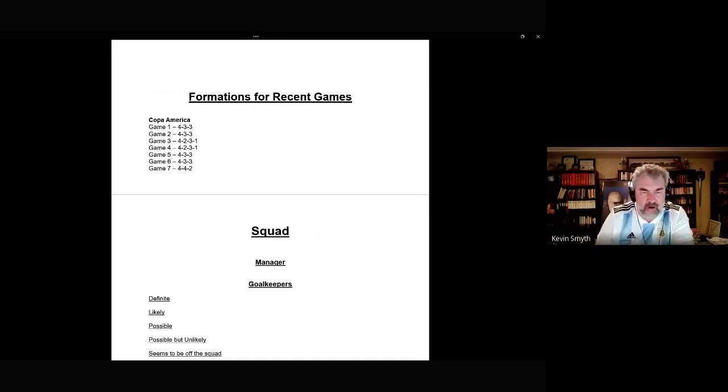For games 3 and 4, those were both group stage games, and they were playing Paraguay and Bolivia, so fairly weak teams. They went with a 4-2-3-1 formation. So maybe that's the formation they use against weaker teams. And perhaps the Game 7 formation, which was against Brazil, the 4-4-2, perhaps that's what they use against stronger teams. I'm just kind of guessing there, guessing about the strong and weak teams. So 4-3-3, 4 times, 4-2-3-1, twice, and 4-4-2 twice.